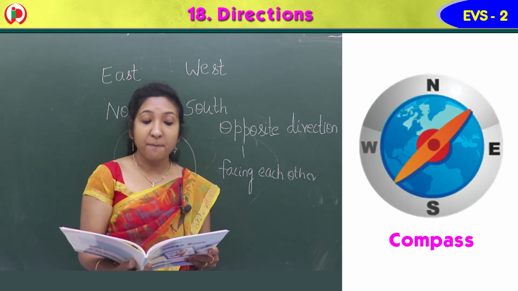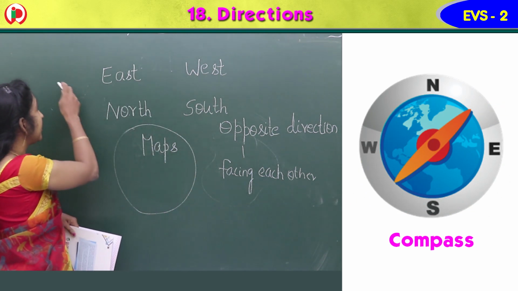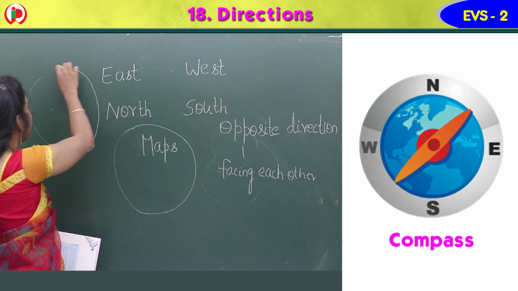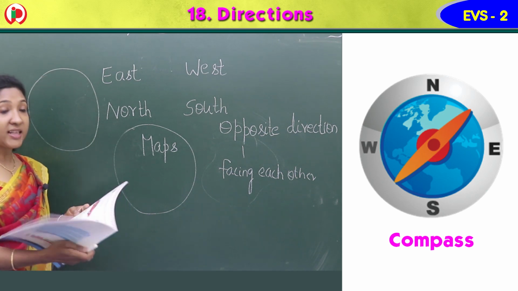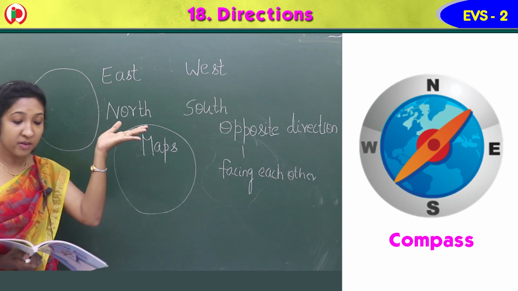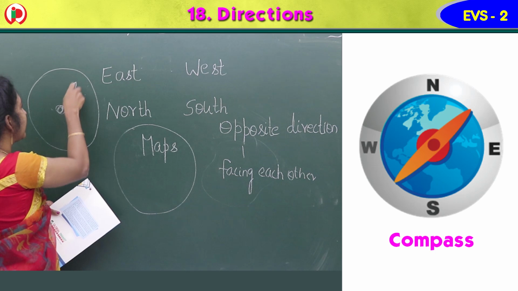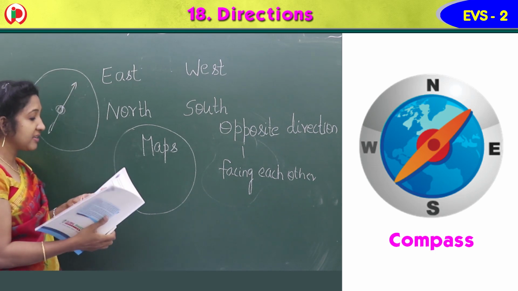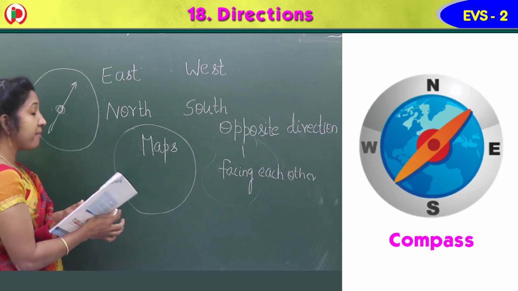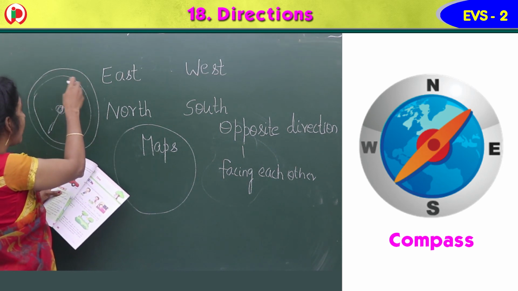We use a compass to find direction. You know compass, there is an instrument called compass. Round shape. You can see the image, children. The compass image is here, and there is a needle here in the middle. You can see a needle. And directions also they have marked there.